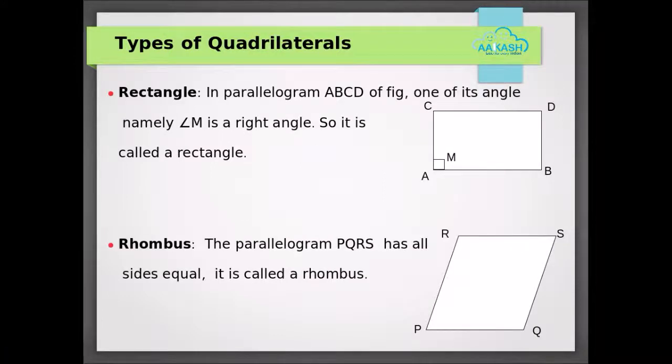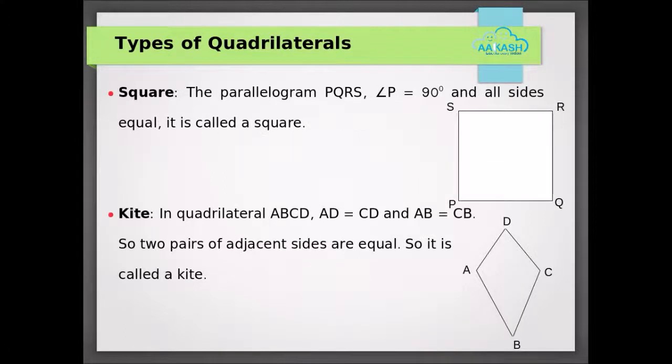Types of quadrilaterals. Rectangle. In parallelogram ABCD of the figure, one of its angles, namely angle M, is a right angle. So it is called a rectangle. Rhombus. The parallelogram PQRS has all sides equal. It is called a rhombus, as shown in the figure. Square. Here we can see in the figure the parallelogram PQRS has all the 4 angles 90 degrees and all sides are equal. It is called a square.